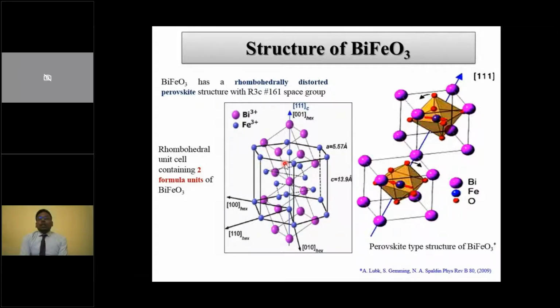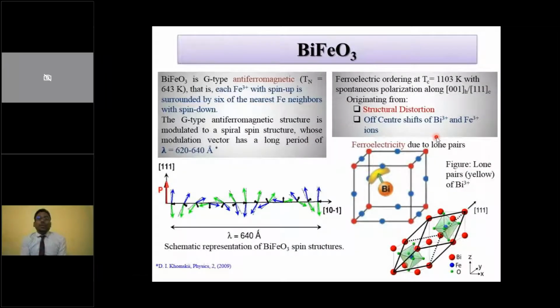One unit cell of bismuth ferrite contains two formula units of ABO3. One is shown here, another is shown here, clubbed together and connected along one direction of the sides. Bismuth ferrite shows G-type antiferromagnetism, and its Néel temperature is around 643 Kelvin. How this antiferromagnetism works is shown in this figure.